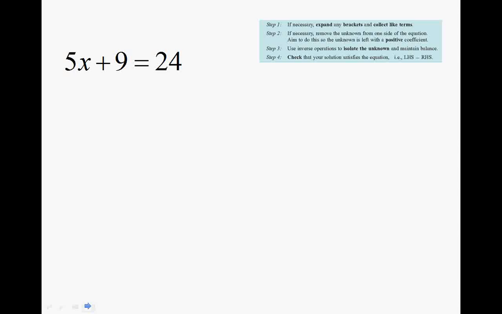Okay, let's try this next one. We call this one a two-step equation because we would have to use 2 steps to find out what x is.